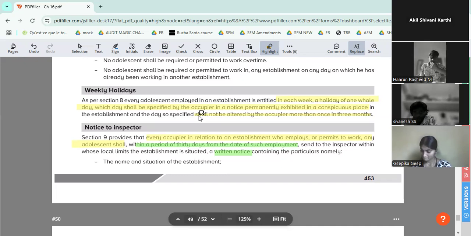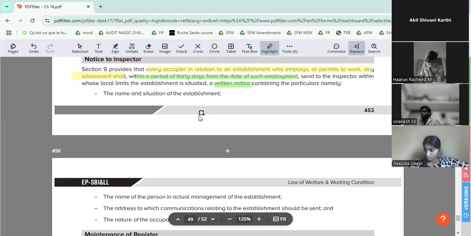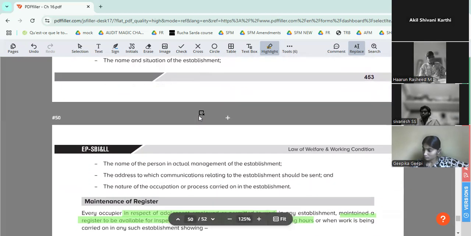That's your section 8. Following section is section 9, notice to inspector. Section 9 provides that every occupier in relation to an establishment who employs or permits to work any adolescent shall, within a period of 30 days from the date of employment, send to the inspector within whose local limits the establishment is situated a written notice containing the following particulars: the name and situation of the establishment, name of the person in actual management of the establishment, address to which communications relating to the establishment should be sent to, nature of occupation and process carried on in the establishment.